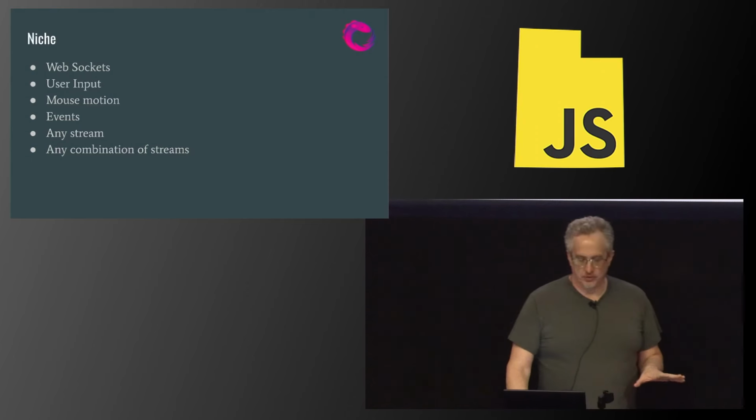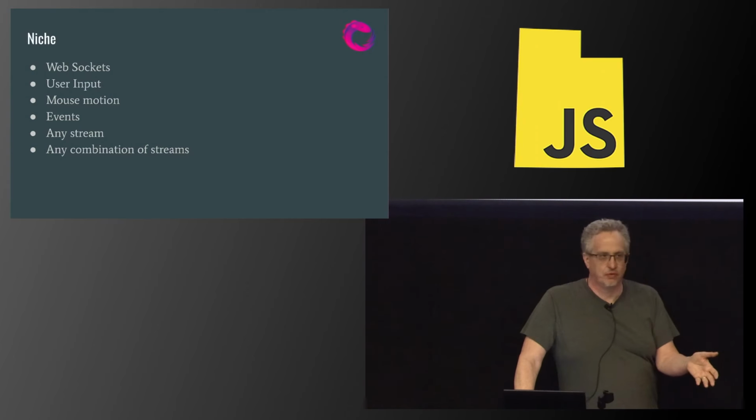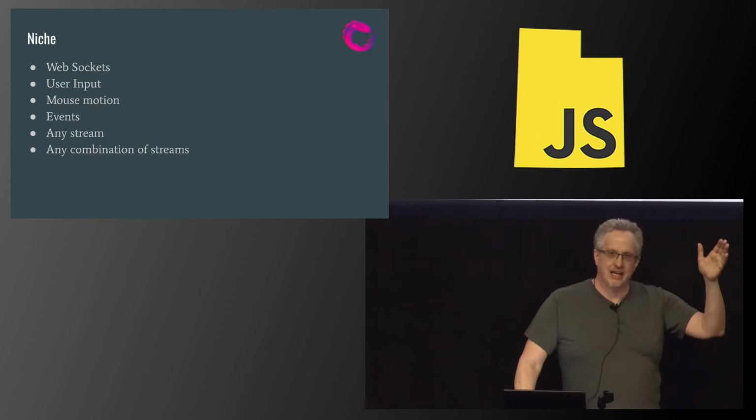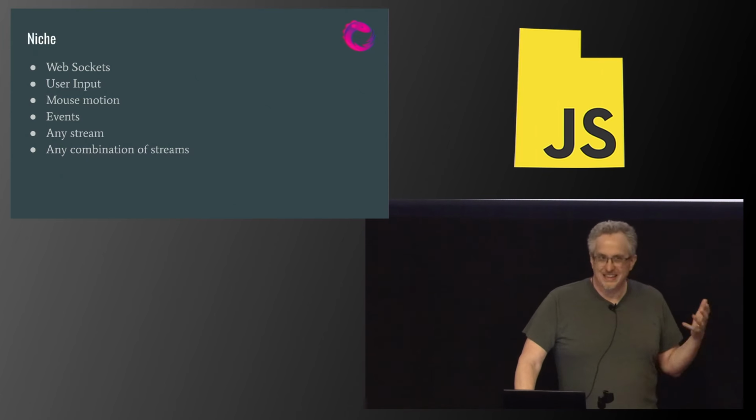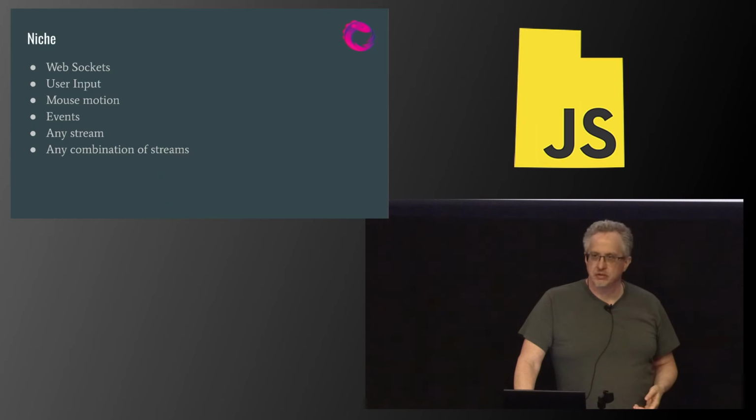The niche for observables: WebSockets, as I mentioned before, a persistent connection where you don't know when the server is going to send you something. User input, who knows when the user is going to type. Mouse motion, who knows how often the user is going to move the mouse. Really, any event from your browser, or any stream or any combination of streams.